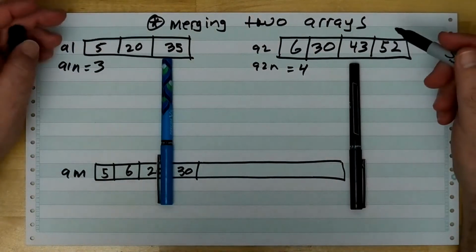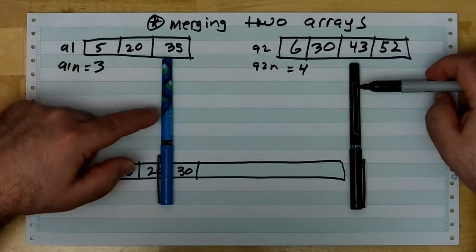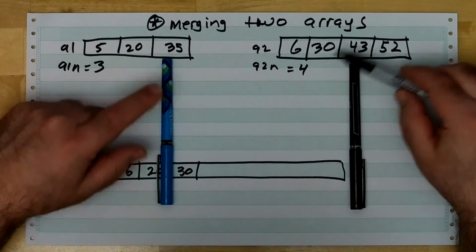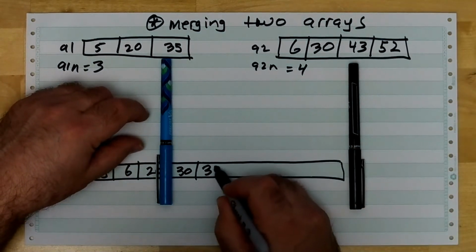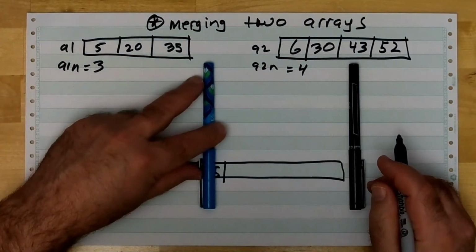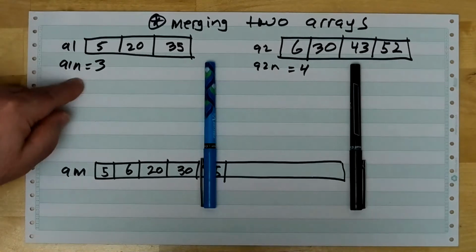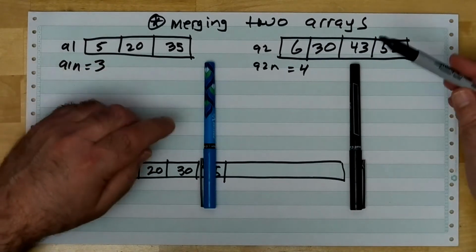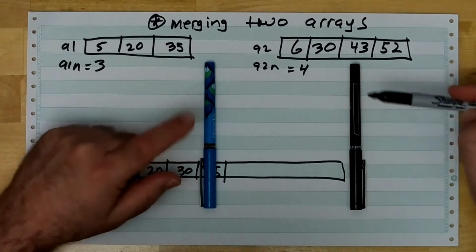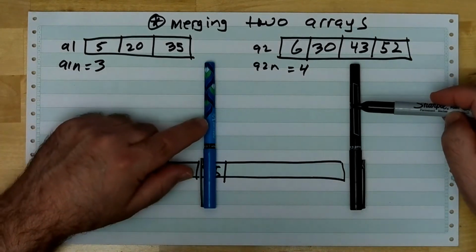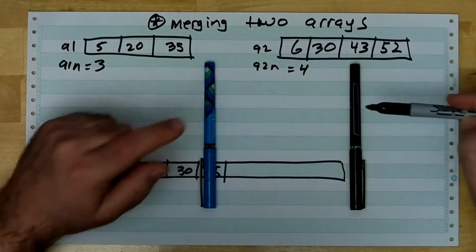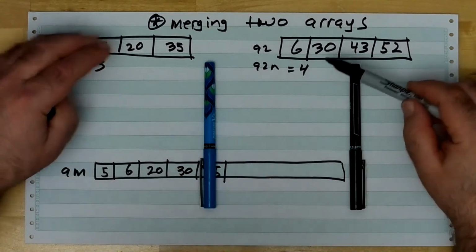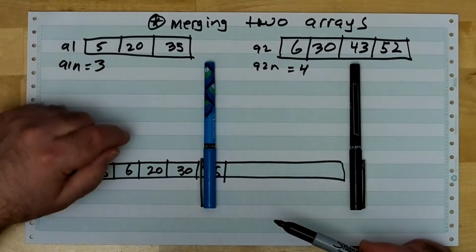Come back to the top of the loop. Are both of these indices less than their counts? Yes. Is blue less than black? Yes, it is. And we advance the blue. Now the blue one is equal to A1n. And when we come back to the top of the loop, we ask, are both of these indices less than the respective counts? The answer will be no. We will fall out of that main loop, okay?